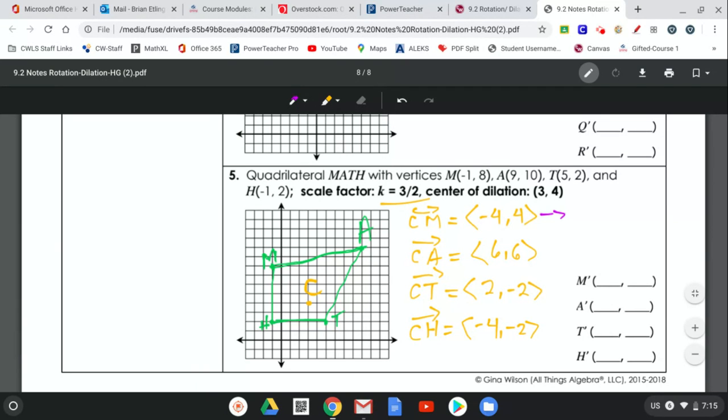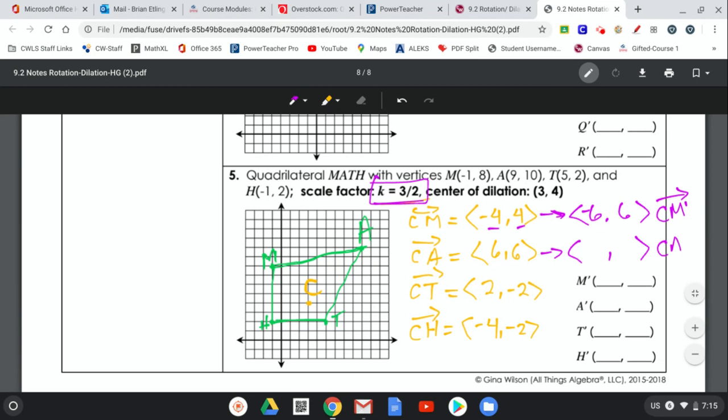Alrighty. So next we have to figure out our new vectors. All right. So for vector C to M prime, again, our scale factor is 3/2. So we are going to multiply by 3/2. So we're going to do -4 times 3/2, and we're going to get -6. We're going to do 4 times 3/2, and we're going to get 6.